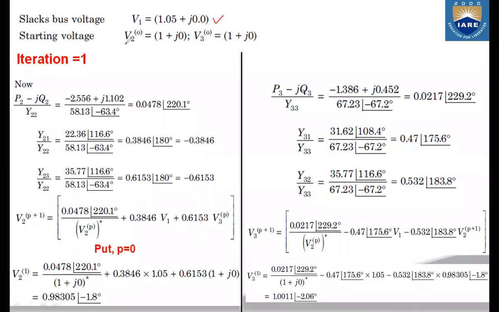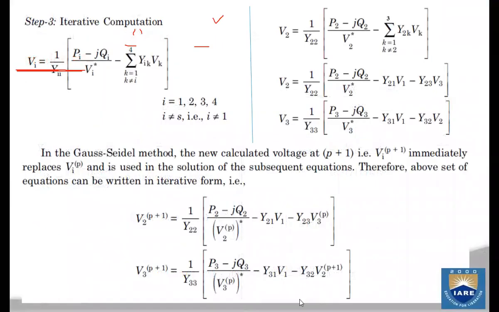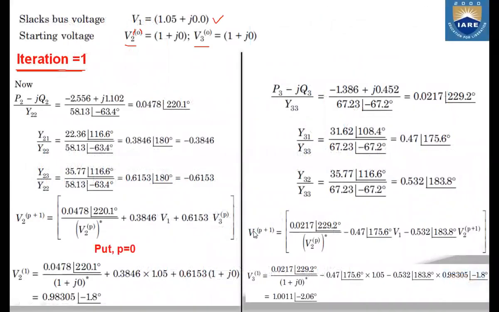Now for the second bus voltage and third bus voltage, the 0 represents the initial voltage: V2(0) is 1 plus j0, and V3(0) is 1 plus j0. Now you have to calculate V2 and V3 in subsequent iterations. Here you have to do 2 iterations. First we do the first iteration using the Gauss-Seidel method. The equations were explained in the previous slide. These are the equations.